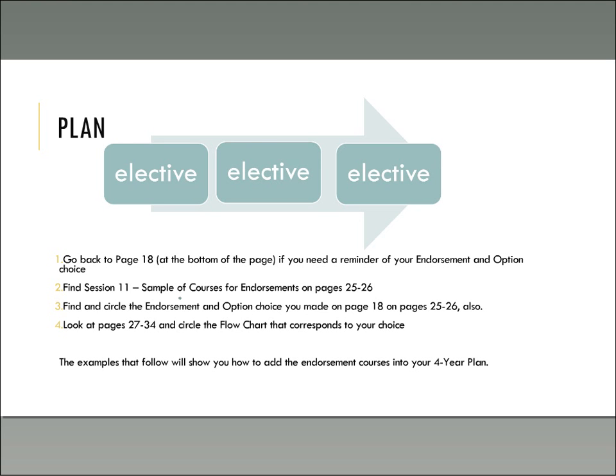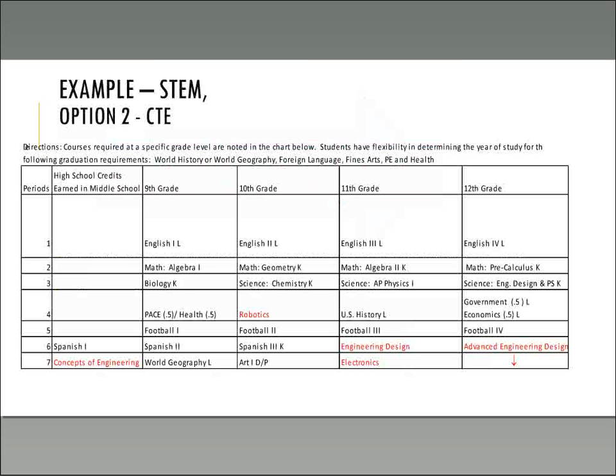And then what we're going to do is take a look at some examples of what a completed 4-year plan would look like for each of the endorsements. So you can see what some of these examples are. Let's move on to the first example. The first example is going to be for STEM.